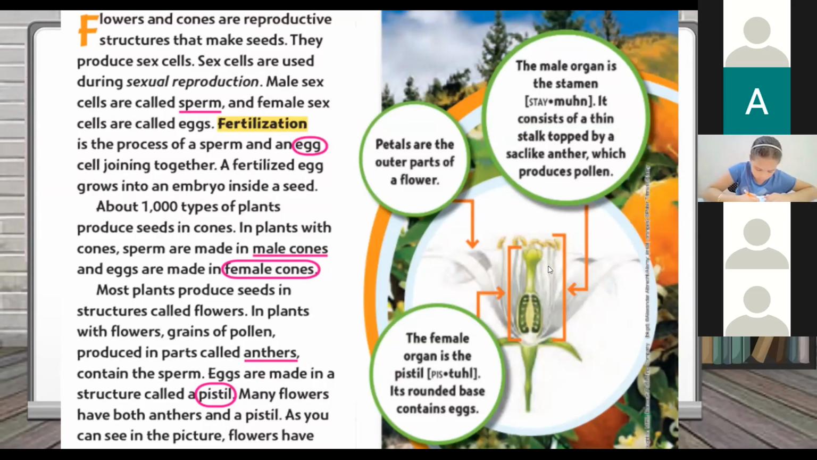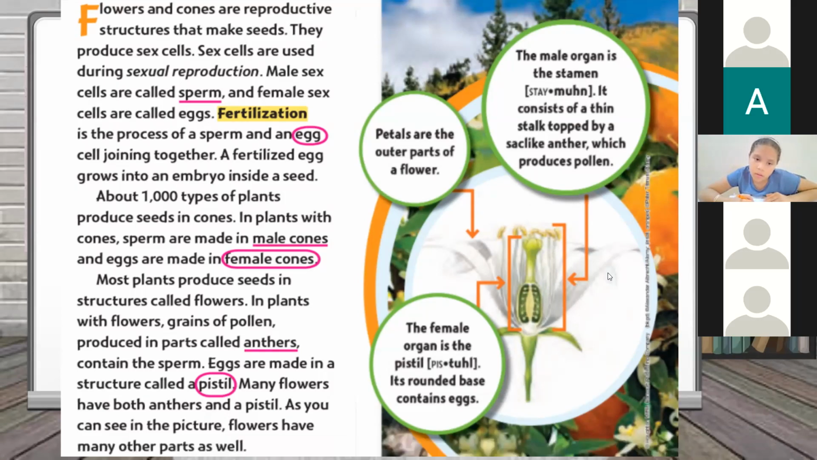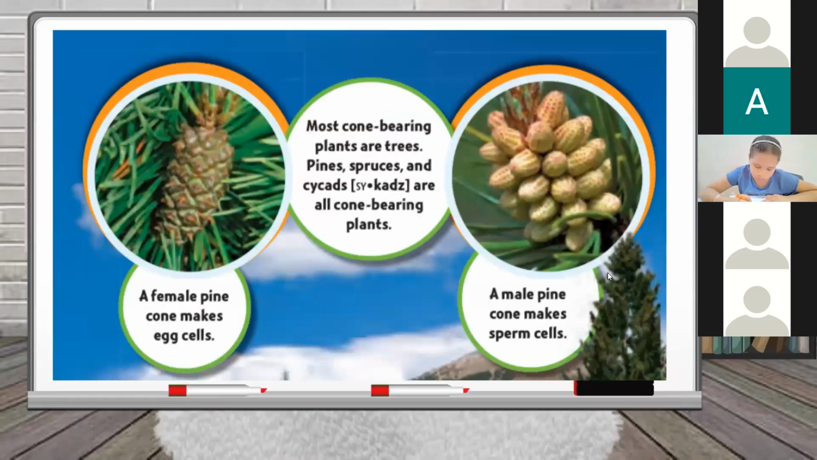The sperm comes from the female or the male? The sperm comes from the male. From the male. What about the egg? Comes from who? The female. Excellent. Well done.